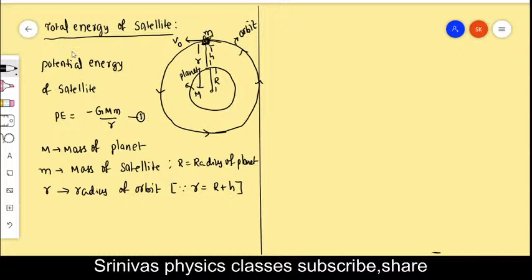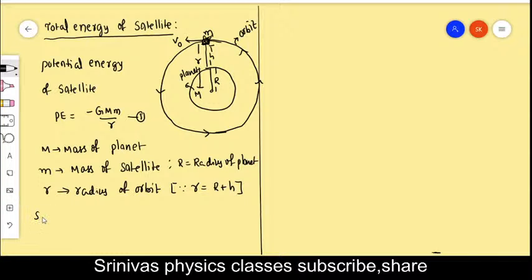Next, I want the total energy. Total energy is the sum of potential energy and kinetic energy, right? If you have any query, write in the chat box. Students, is it clear now? Okay, potential energy is completed. Next, I want the kinetic energy of the satellite. How do we find the kinetic energy of the satellite?